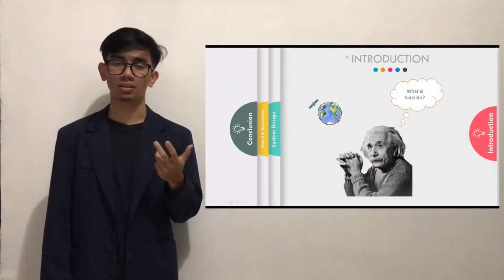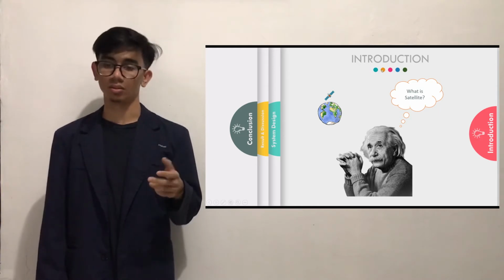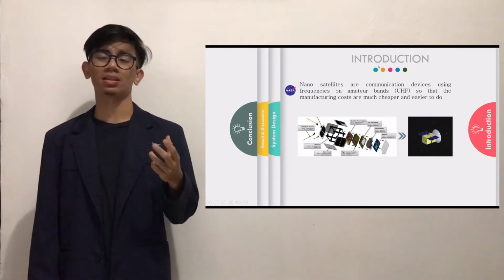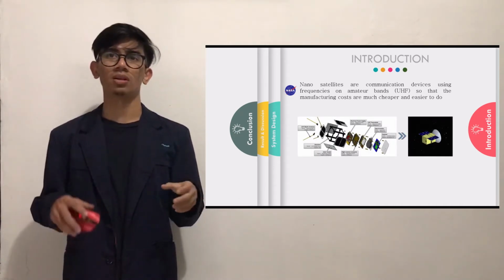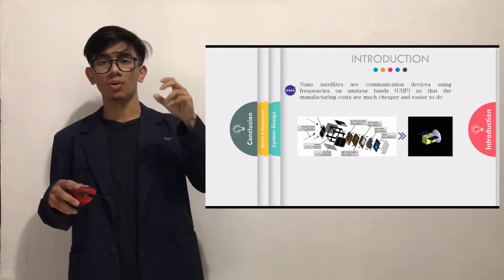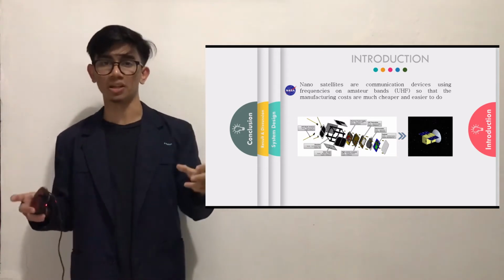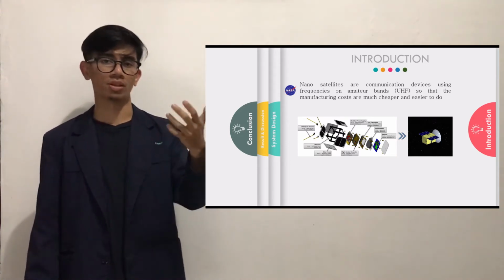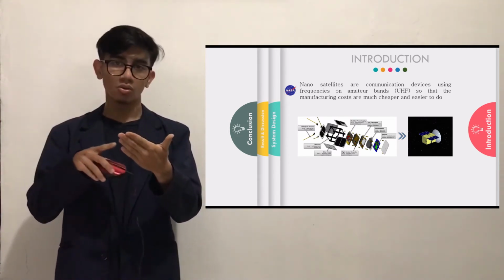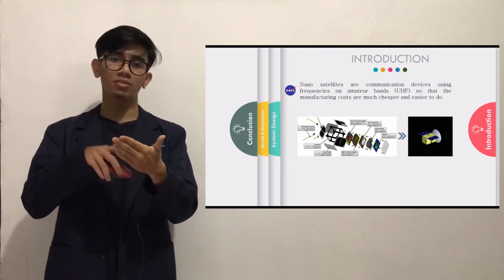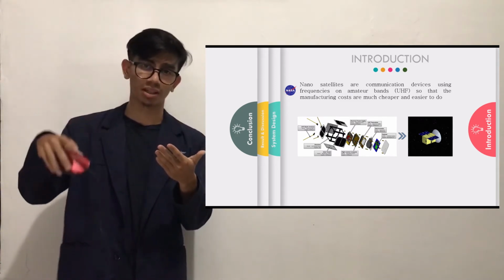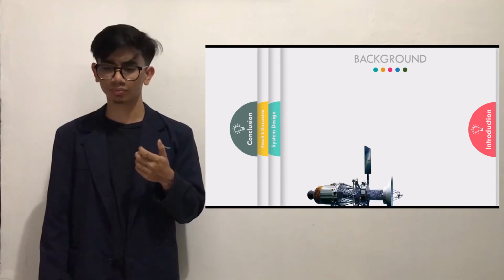The introduction slide is about why we made this satellite. So what is a satellite? A satellite is a device outside of Earth that transmits data from one device to another device in a different place. For example, I have my phone in Indonesia and I want to send a message to my friend in America. My message will be sent from my phone to the satellite, and the satellite will transmit my message to my friend in America. This is the function of a satellite.